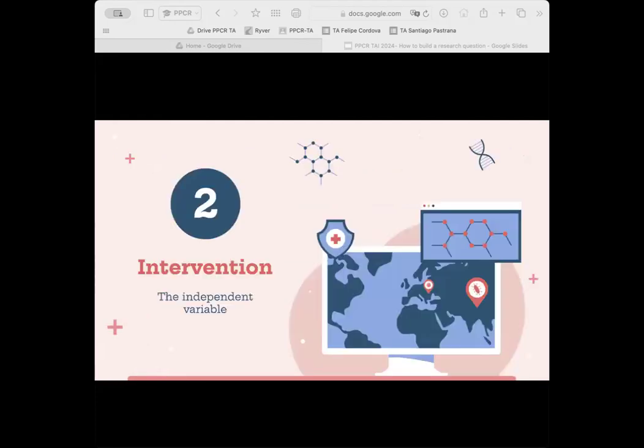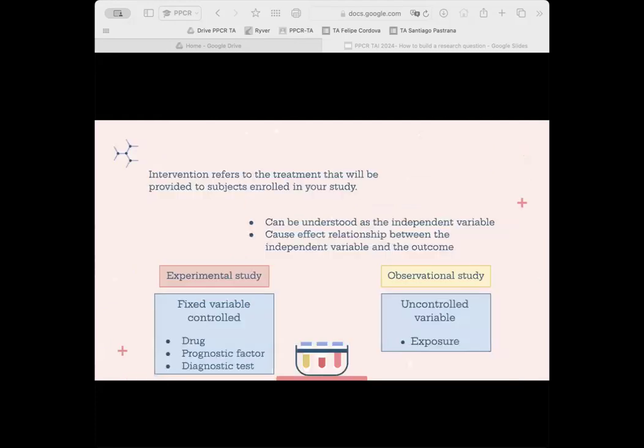Then is the intervention. The intervention is the independent variable. The intervention refers to the treatment that you will provide to subjects enrolled in your study, but it can be understood as the independent variable, and it can be not necessarily an intervention, but an exposure in the case of an observational study. In an experimental study, this variable is fixed and is controlled by the investigator and is a drug, a prognostic factor, or a diagnostic test. And in the observational study, it is an uncontrolled variable that you know as the exposure.